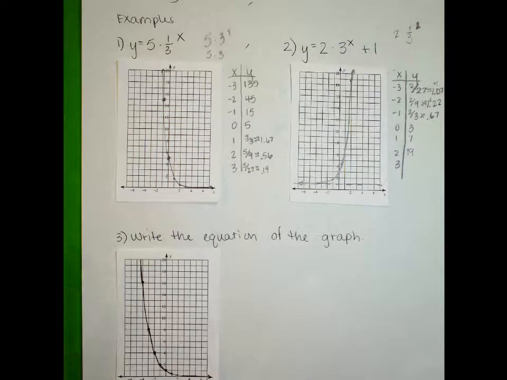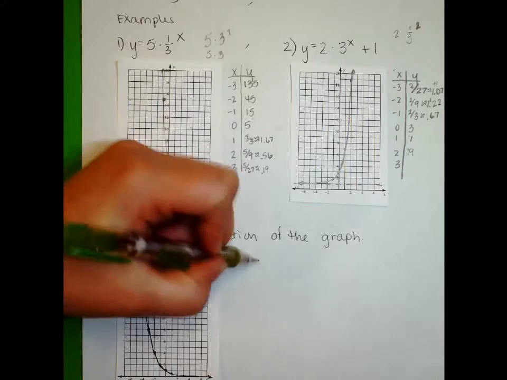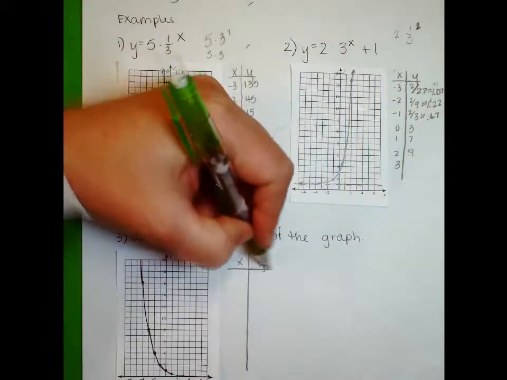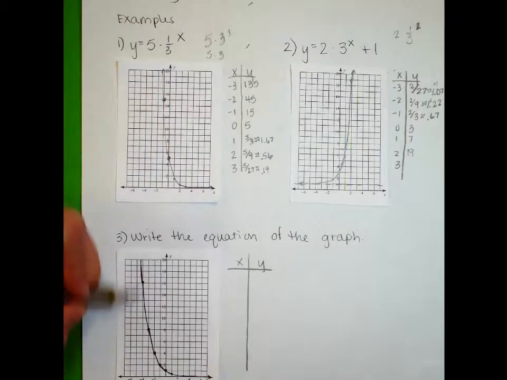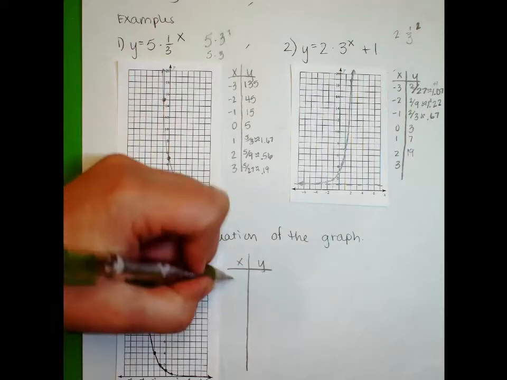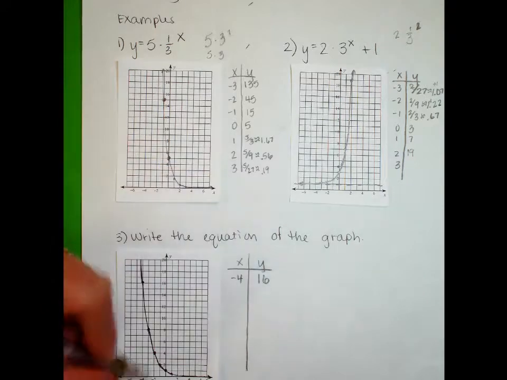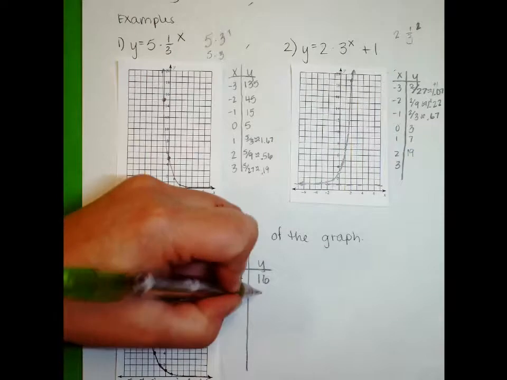For number 3, write the equation of the graph. So this time we're going from a graph to an equation. Again, just like when we were graphing, it was helpful to do the table. So look at all of your different inputs. We have an input at -4, and the output is at 16. When the input was at -3, our output was at 8.